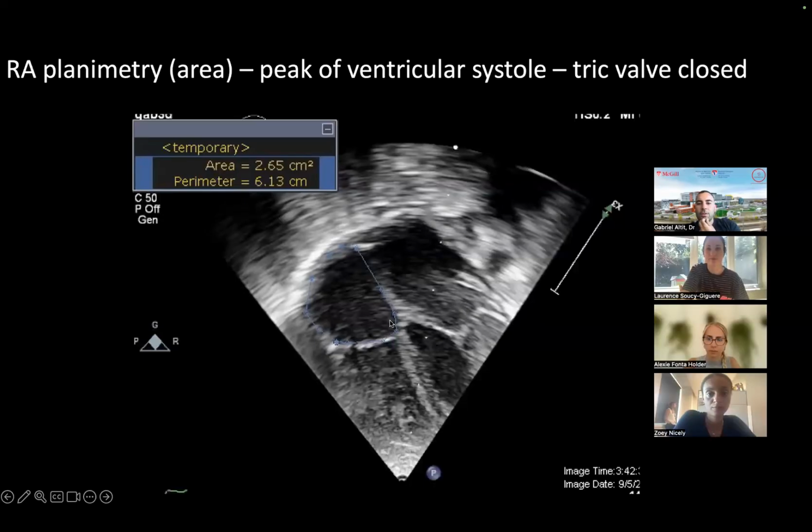Okay, so that's part three of the series. So we're going to continue going over some of the common views and measurements.